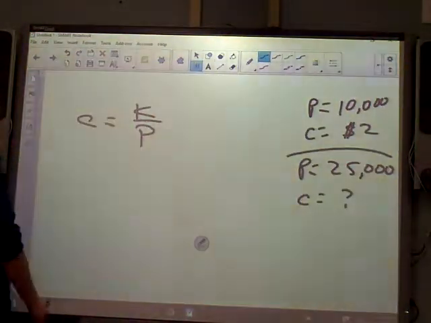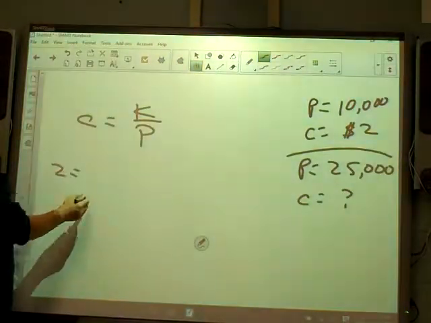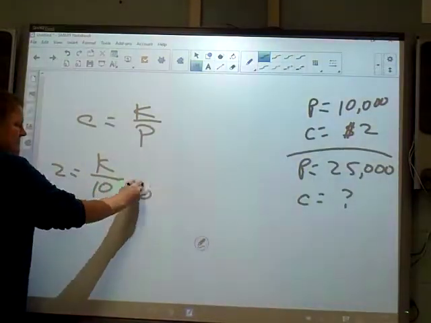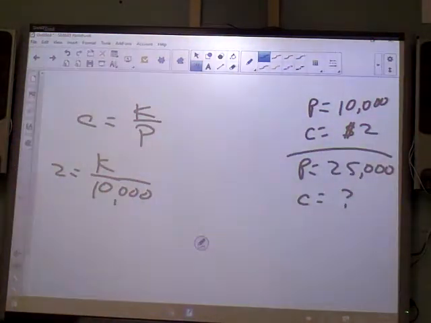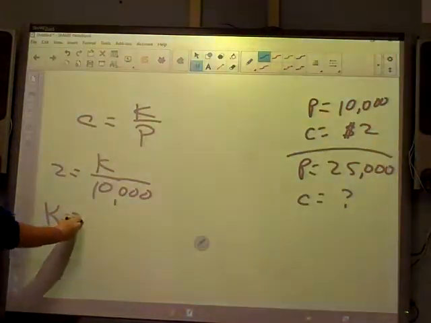All right, we got to take the stuff we know. $2 is equal to K divided by 10,000. That's an easy one to solve. If your K is being divided by 10,000, you're just going to multiply by 10,000. So that gets you 20,000.